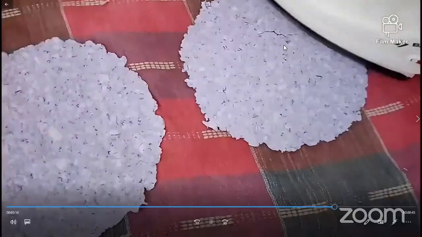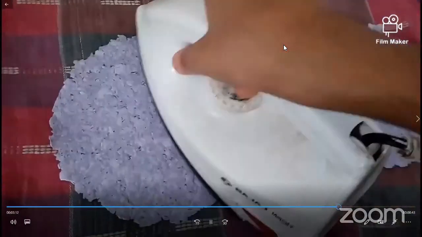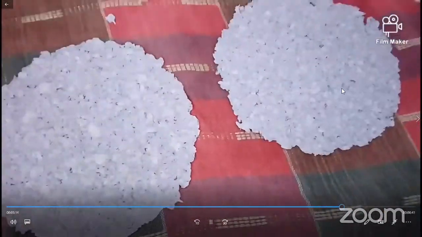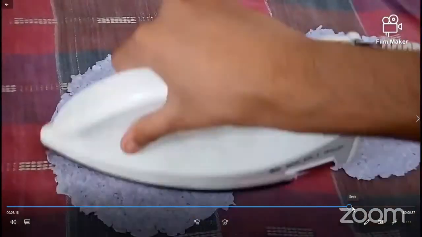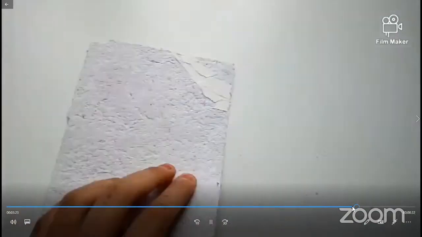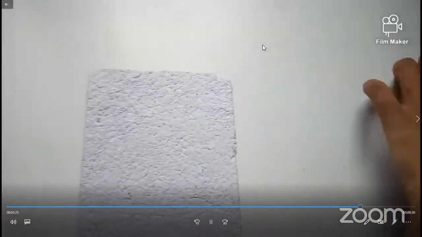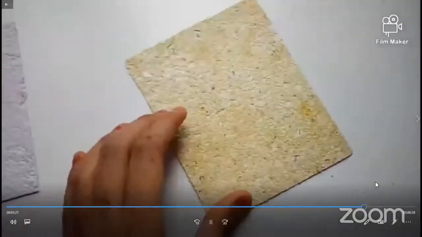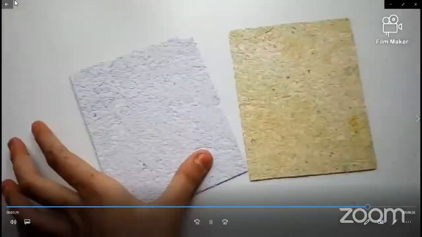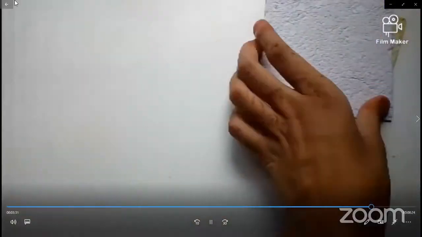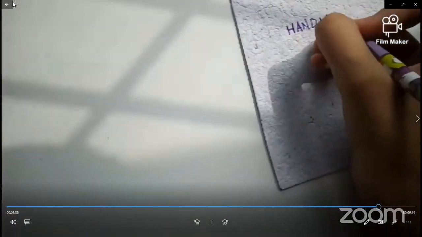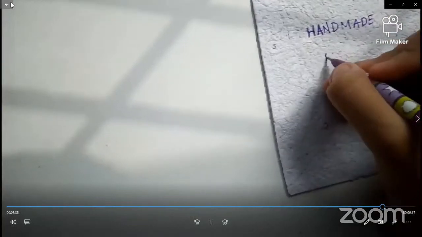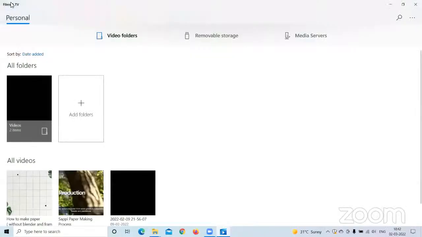Now after 30 minutes, use an iron and flatten the paper like this. Now my paper is completely dry and I have cut it in a rectangular shape, and you can see this yellow paper. I added some turmeric in its mixture. Now both of our papers are ready, and now I will write over it. You can see this texture is very nice.